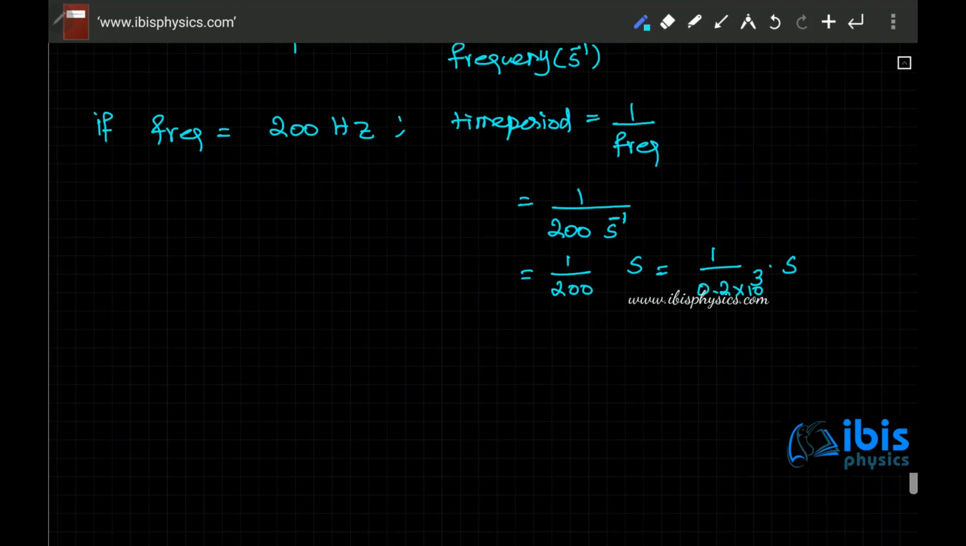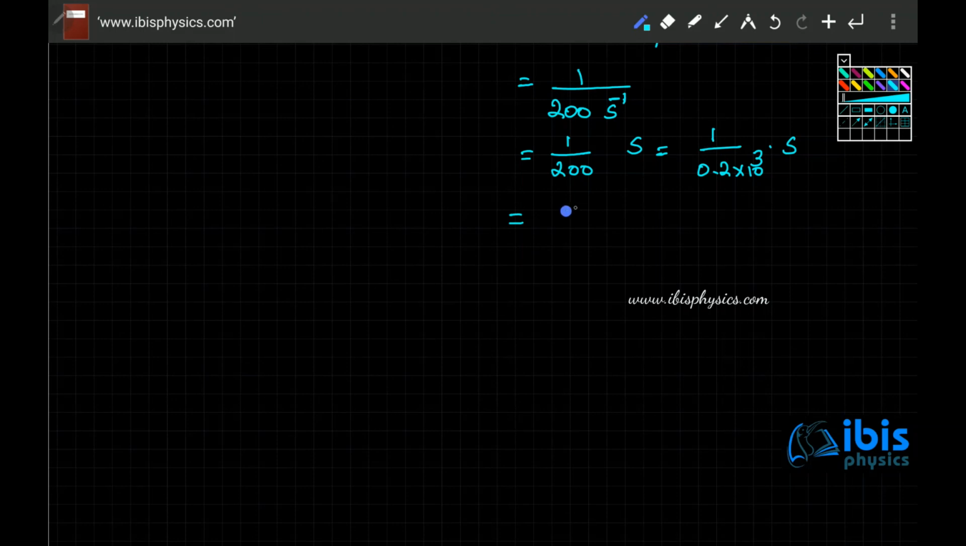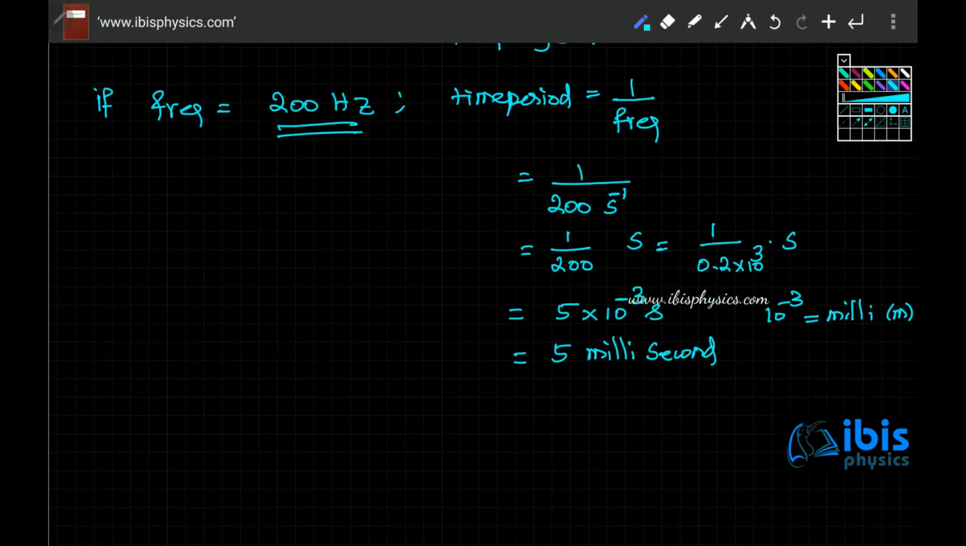So you can write it as 0.2 × 10³ seconds. In that case, 1/0.2 is 5, and 10³ coming to the numerator becomes 10⁻³ seconds. 10⁻³ means milli, small m. So this can be written as 5 millisecond. If frequency is 200 hertz, then time period is 5 millisecond. This way, from time period, frequency can be calculated, or from frequency, time period can be calculated.